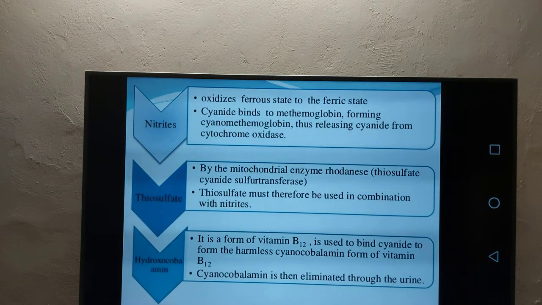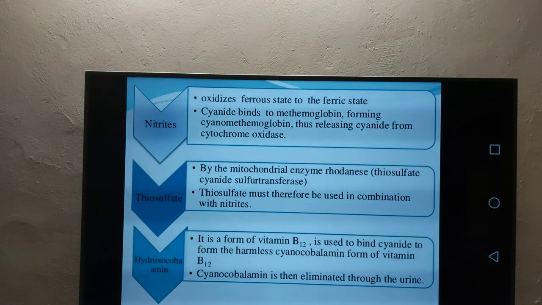First is nitrites. The second one is thiosulfates. And the third one is hydroxycobalamin, that is vitamin B12. Nitrites are sodium nitrite and amyl nitrite. Thiosulfate is sodium thiosulfate. The third one is vitamin B12, hydroxycobalamin, which converts to cyanocobalamin. Nitrites oxidize the ferrous state to the ferric state. Cyanide binds to methemoglobin, forming cyanomethemoglobin, thus releasing cyanide from cytochrome oxidase.